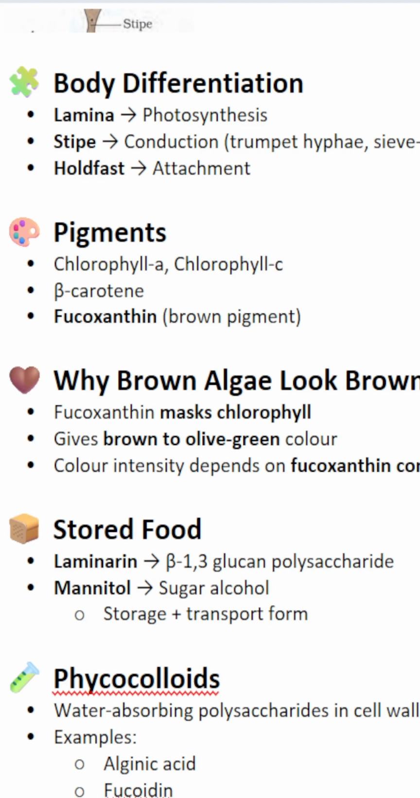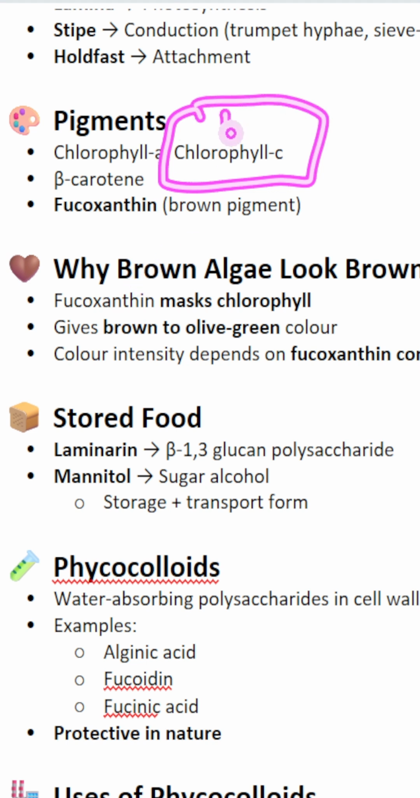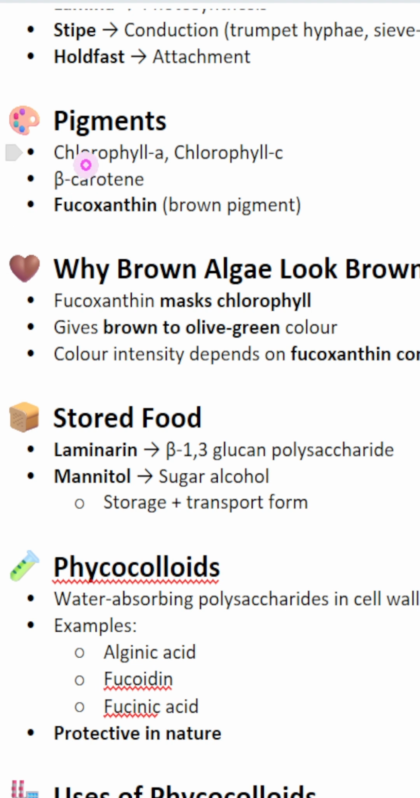Now let's talk about its pigments, which help in photosynthesis, because these are algae, lower plants. Chlorophyll a is the universal pigment, as we all know, and in brown algae we find chlorophyll c. Chlorophyll c is for brown algae, and chlorophyll b is for green algae. We also find beta carotene present. In addition, we find another pigment for body coloration, the brown pigment called fucoxanthin. Okay, now let's move on.